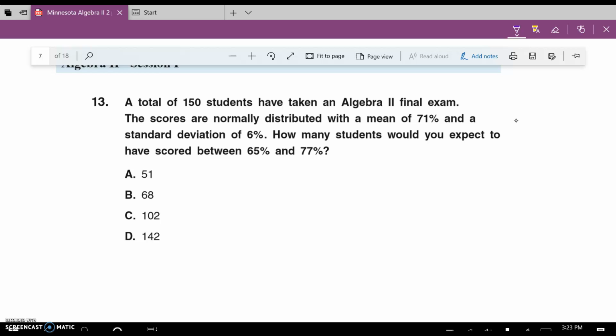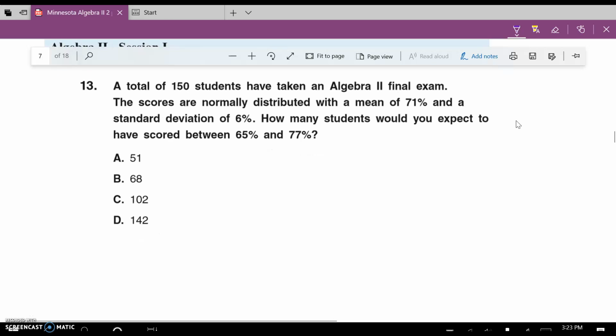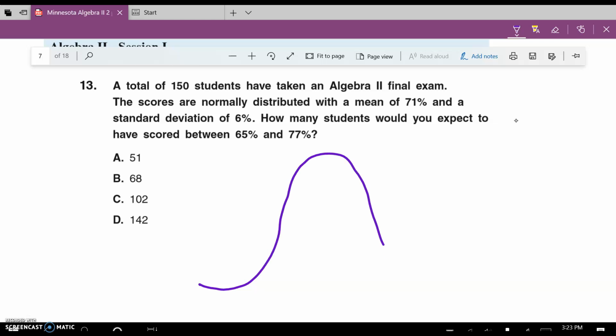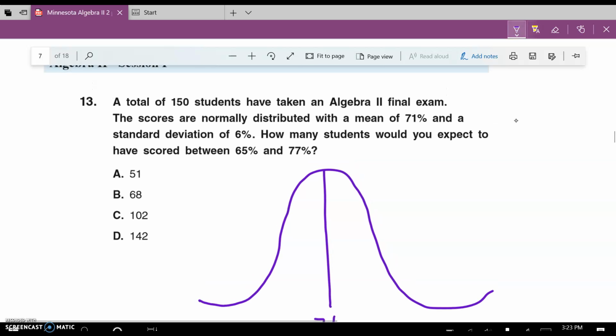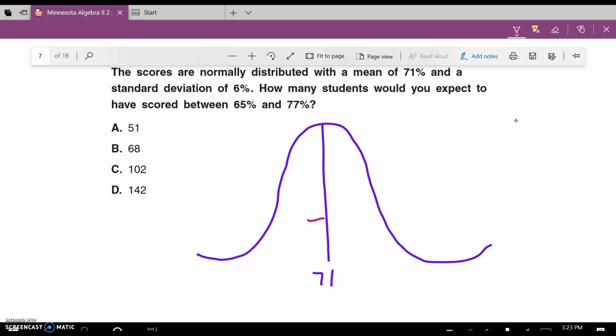On number 13, it talks about a normal distribution, and we actually did this with your very first test. I had intentions of doing it with your other test, but we didn't ever actually get to it on the original. So we talked about with the first test, Unit 4 test, the bell curve. It says that your mean is 71. So that's going to be the one that goes in the middle. And your standard deviation is 6.